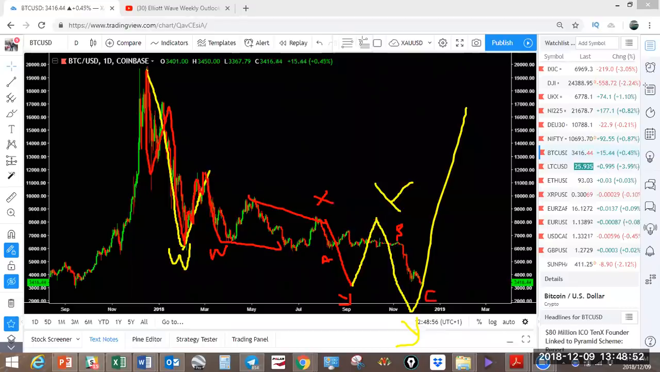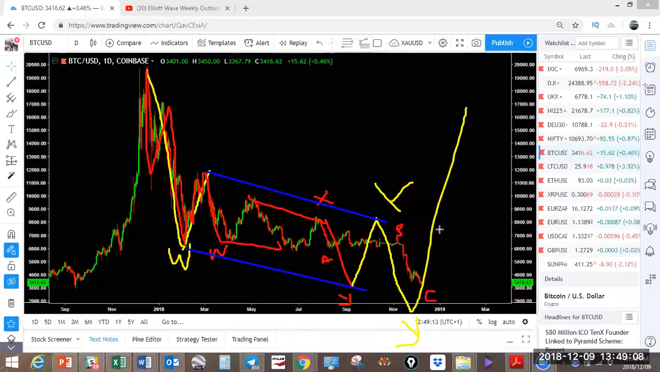I don't want to use the red. I'm going to use the blue. This is the structure that you're looking at. So which means Bitcoin and the other cryptocurrencies, we're expecting to break. There's no previous low here. We're expecting them to go as low as possible.